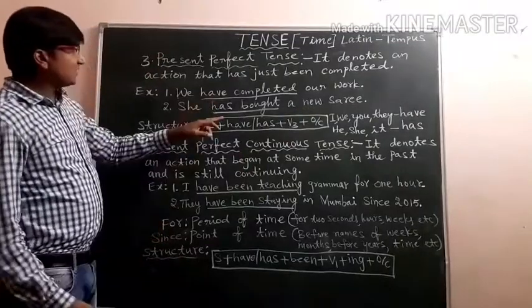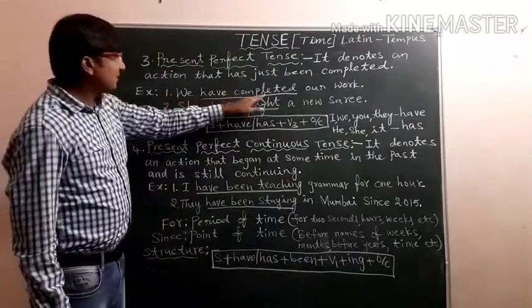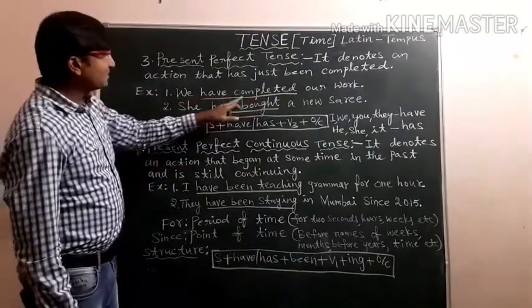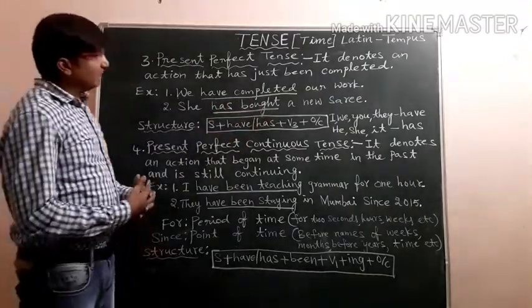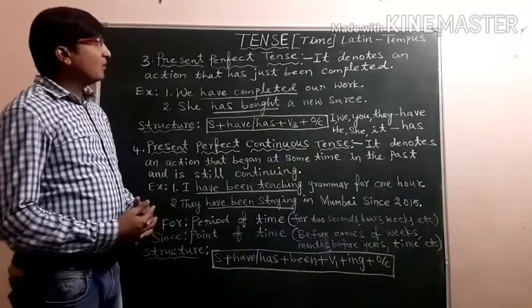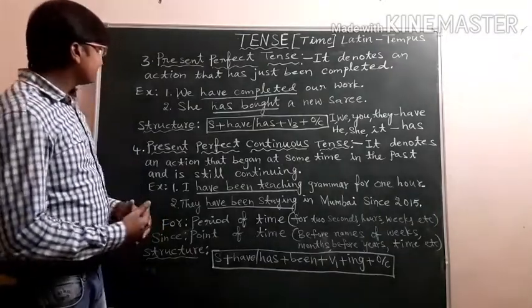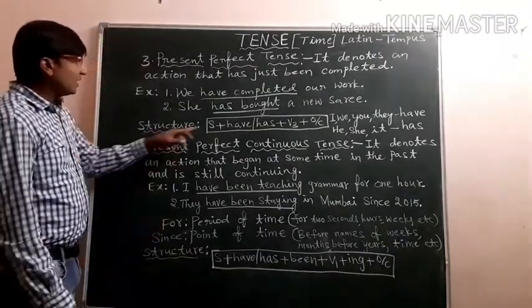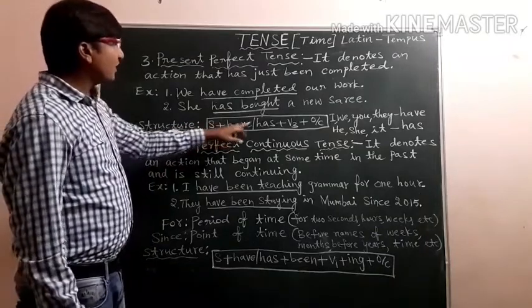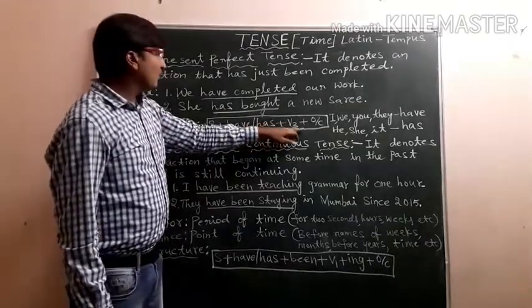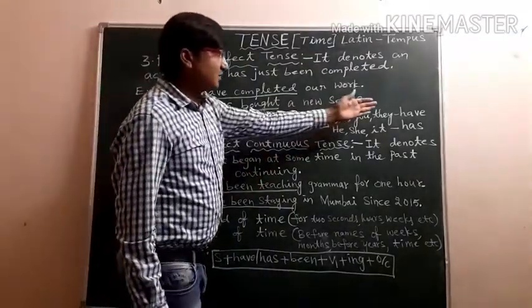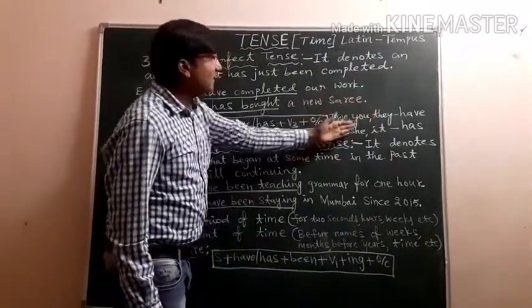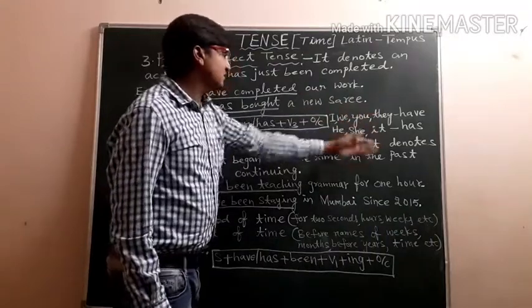If we see the structure here, have plus V3, has plus V3. In this tense, always the verb is V3, and that is called the past participle. The structure is: subject plus have or has plus V3 plus object or complement. After I, we, you, they we use have, and after he, she, it we use has.